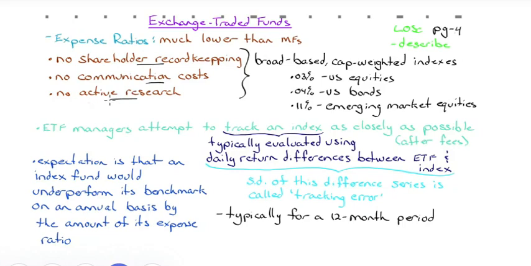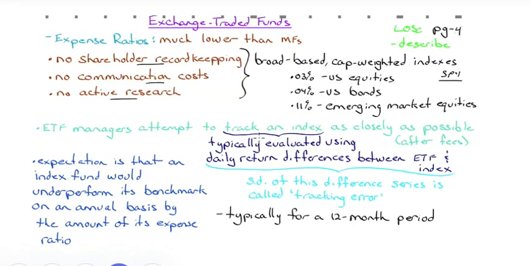No active research. So if we look at broad-based cap-weighted indexes, any ETFs that track any broad-based cap-weighted index, the biggest one in the US is the SPY. This tracks the S&P 500. Look at these expense ratios, 0.03% on US equities. That's not 3%, that's 0.03%. 0.04% for US bonds, 0.11% for emerging market equities. Compare that with some of the management expense ratios, the MER, for mutual funds.